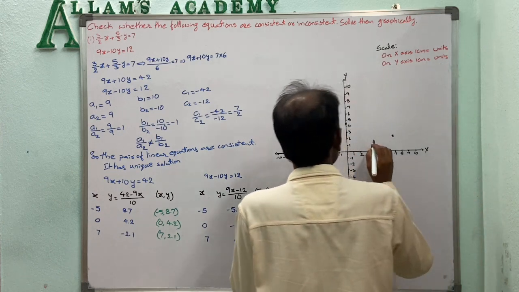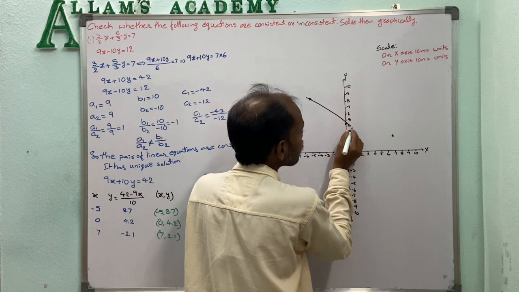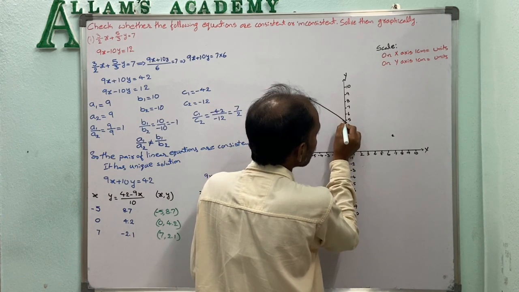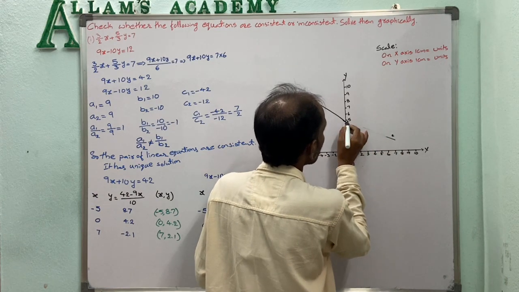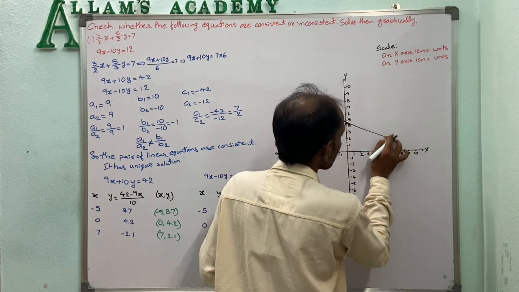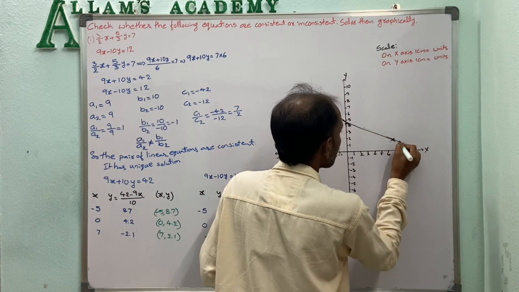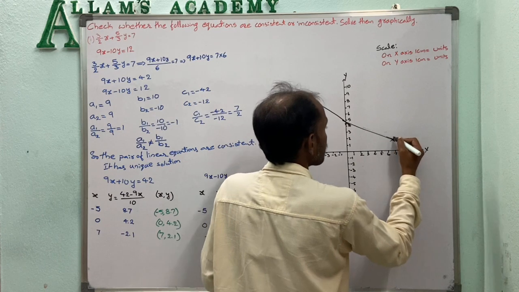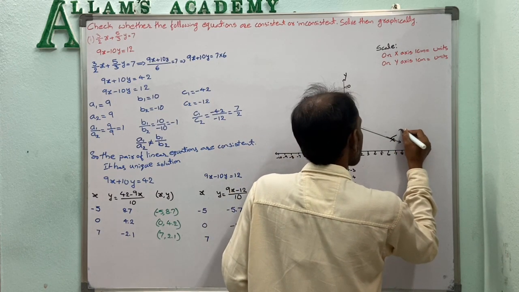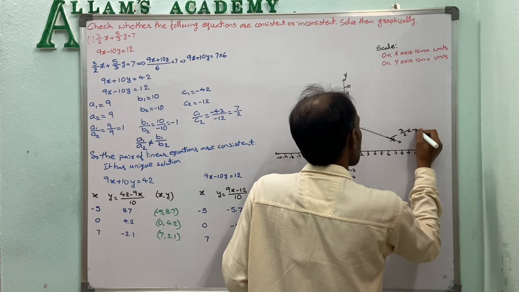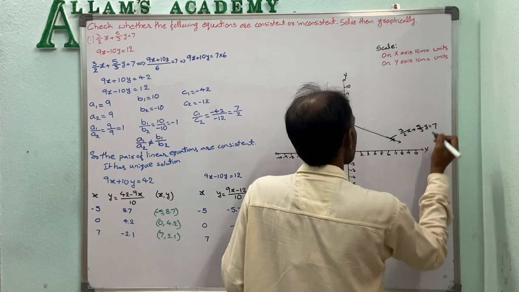So now if we join the points, we get a straight line, and it is 3 by 2 x plus 5 by 3 y equals 7.